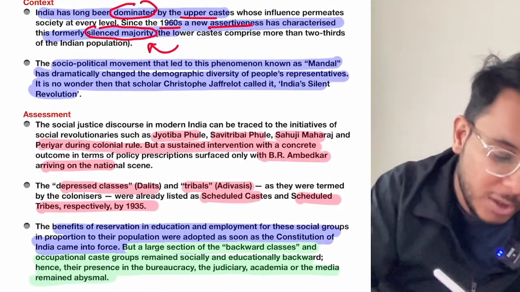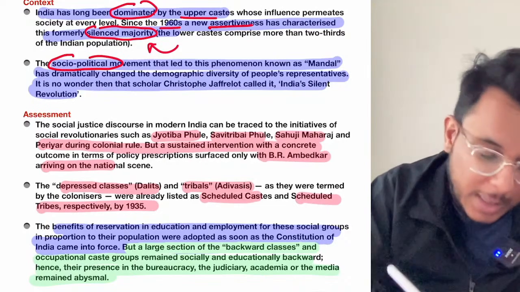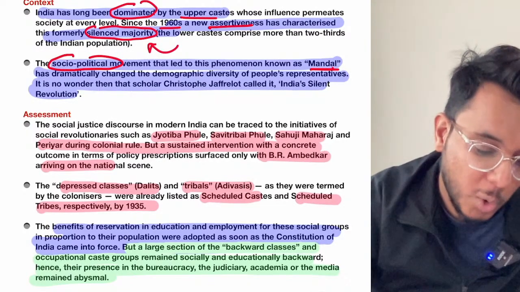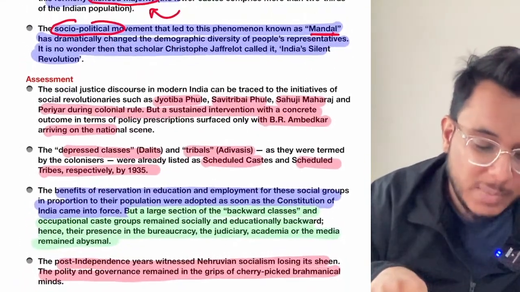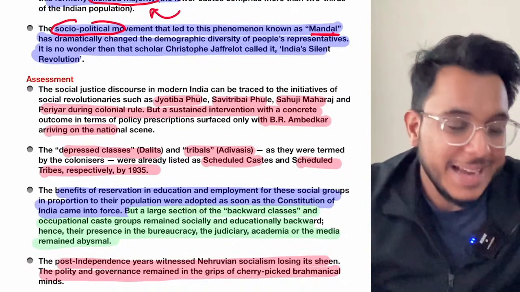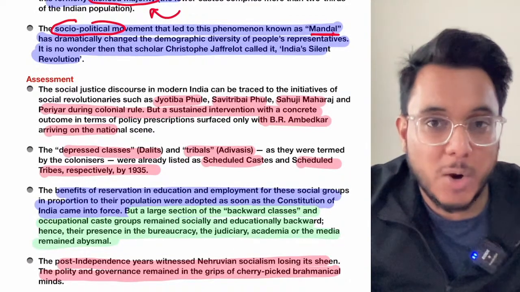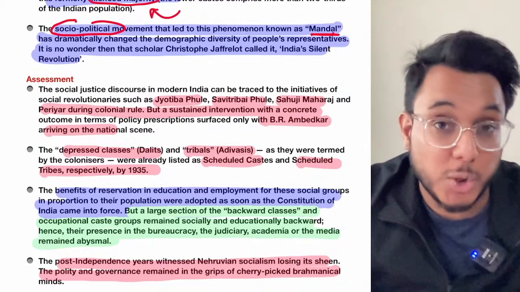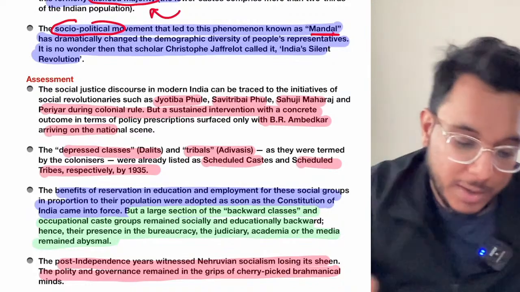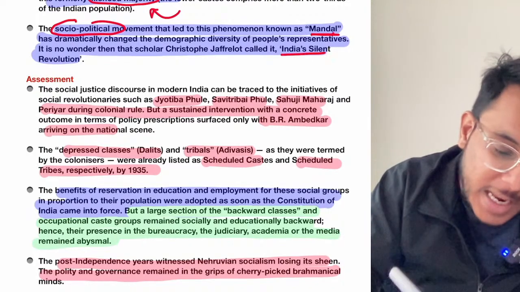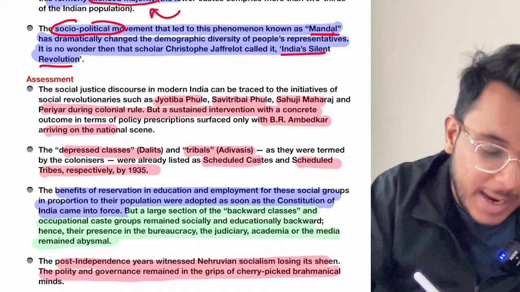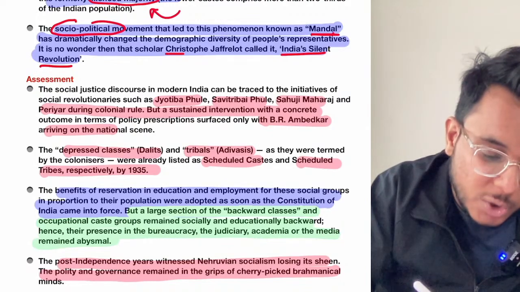Now when we talk about the socio-political movement in India, the Mandal Movement, the Mandal Commission has played a very important role in that. Basically, it has been provided that after the coming of the Mandal Commission, the backward classes got a kind of voice. They got social justice, they got reservation, and the Mandal Commission brought a silent revolution. India's silent revolution was brought after the coming of the Mandal Commission. Who says this? It is said by the scholar Christophe Jaffrelot.